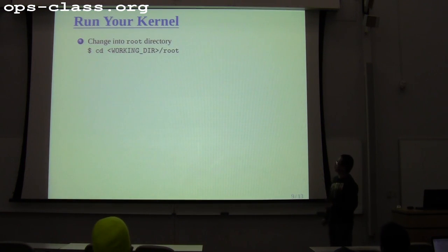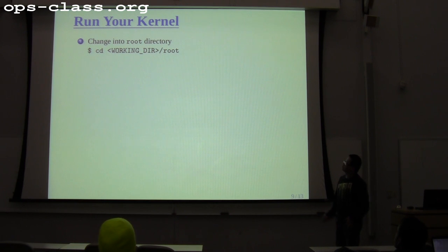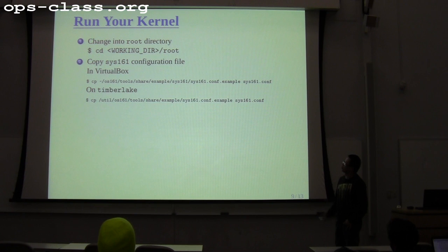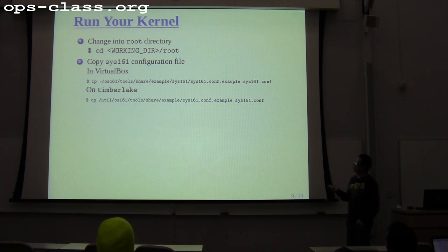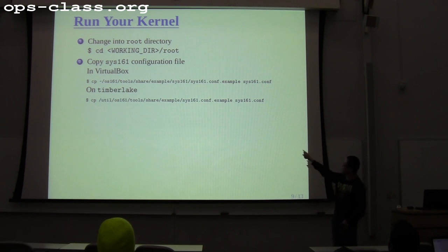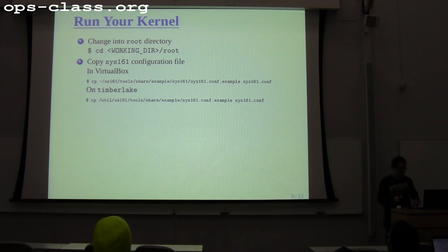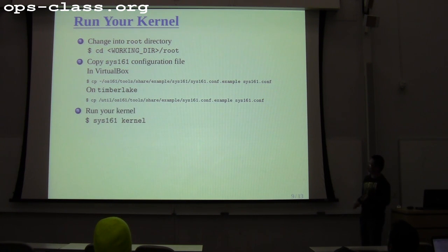Next step, you can go ahead and run your kernel. This step is pretty much the simplest one, with only one trick, which is that you need to copy the configuration files of the 161 simulator. In VirtualBox, that file is in this location, and on Timberlake it's a location on Timberlake. And after you have copied the file, you can just go ahead and run the kernel.